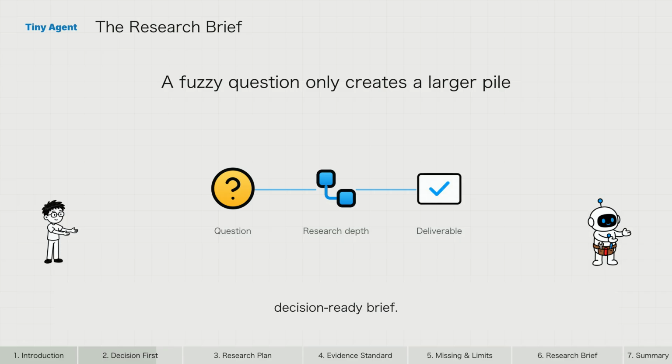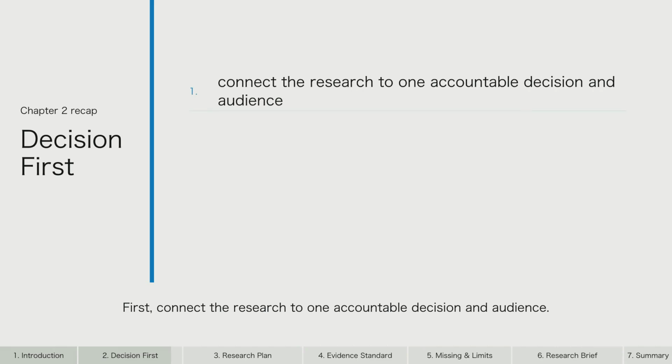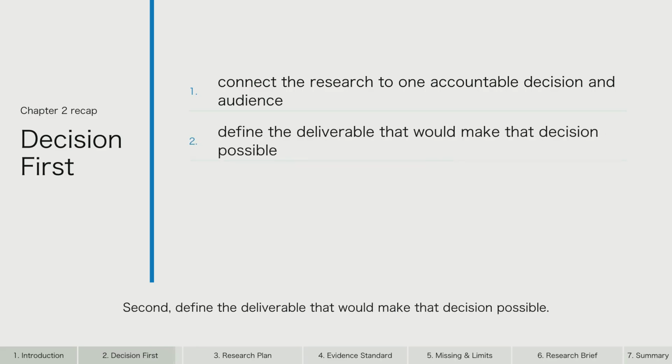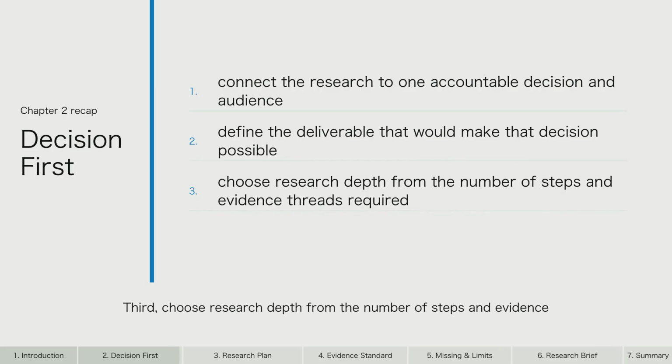a decision-ready brief. The common failure is upgrading every fuzzy question into deep research. More depth cannot repair a missing decision. It only produces a larger pile of information whose relevance no one has defined. First, connect the research to one accountable decision and audience. Second, define the deliverable that would make that decision possible. Third, choose research depth from the number of steps and evidence threads required.